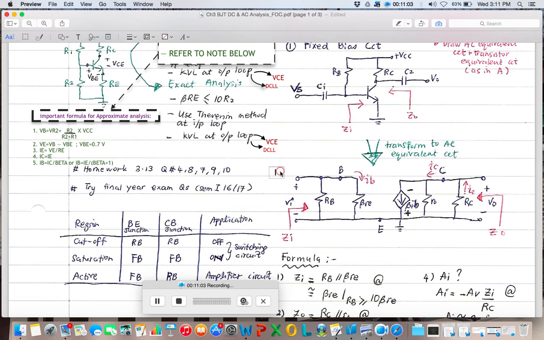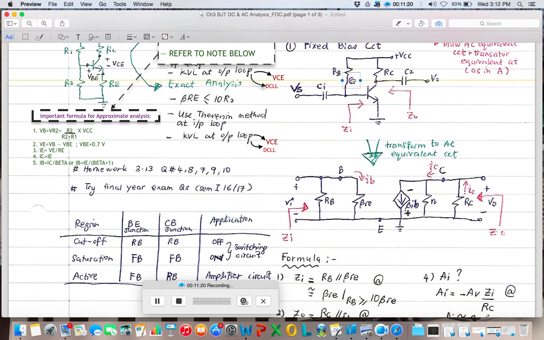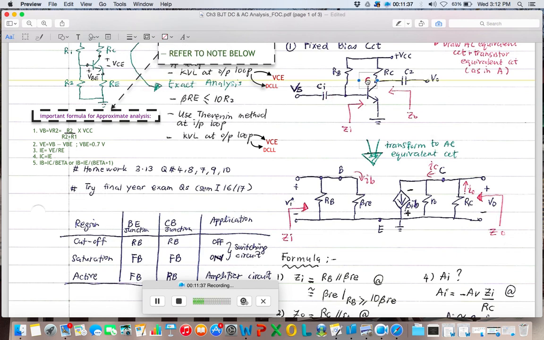Okay, let me put the terminal points so that you are clear about that. Let me change the color, maybe red. So this is the C terminal, and then we have the B terminal here, and another one, the E terminal. So we have C, B, and E.